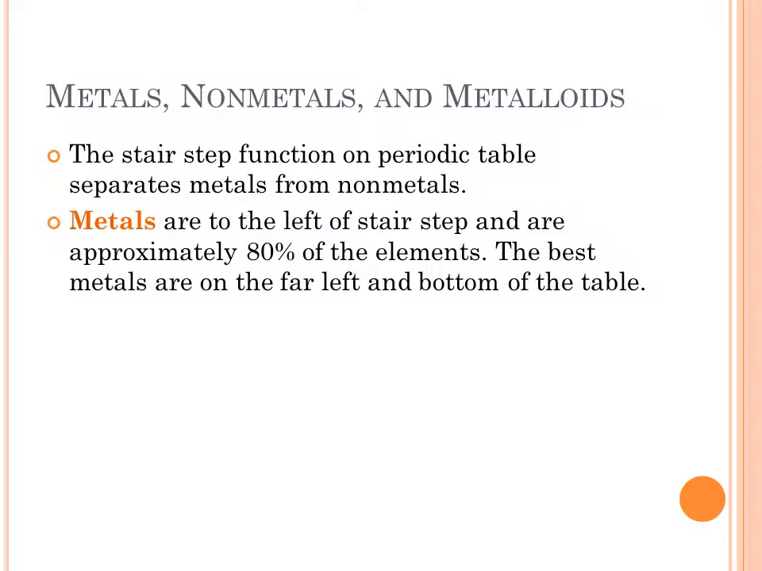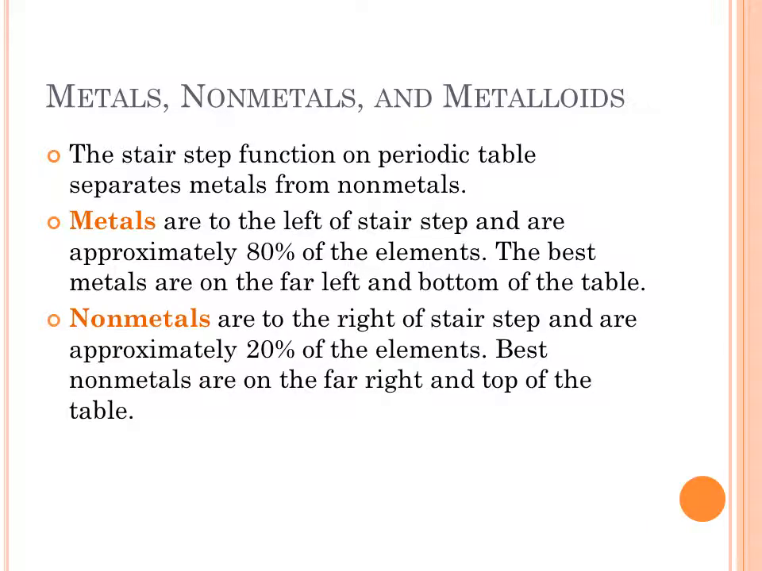Metals are to the far left and up into the stair-step, and are about 80% of the elements. The best metals are farther to the left and towards the bottom of the periodic table. The nonmetals are to the right of that stair-step and are about 20%, or most of the rest of the elements. The best nonmetals are on the far right and at the top.